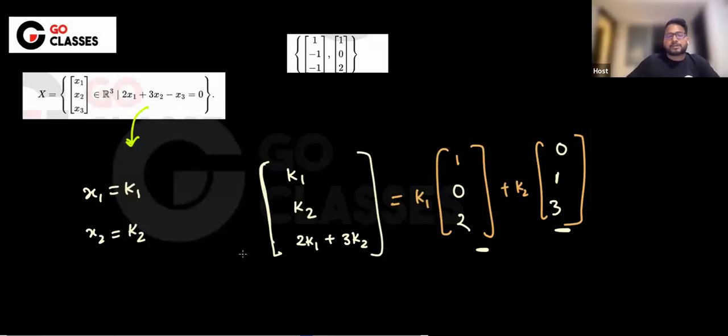So basically, the thing here is that all the vectors in this particular set will look like this. I mean, they will be the linear combination of these two columns. So all the vectors here will be the linear combination of these two columns. Now, in the question, they are saying all the vectors here are the linear combination of these two columns.